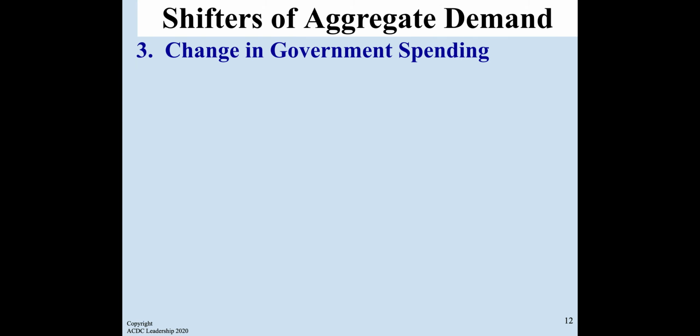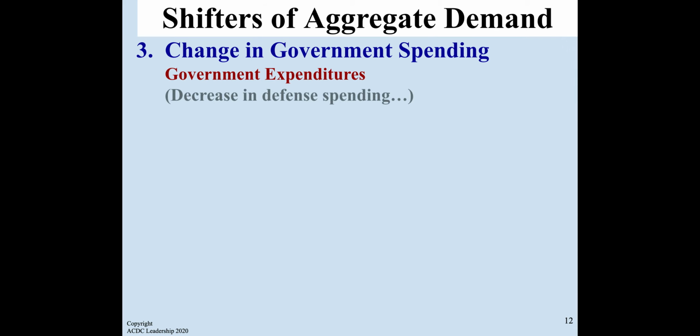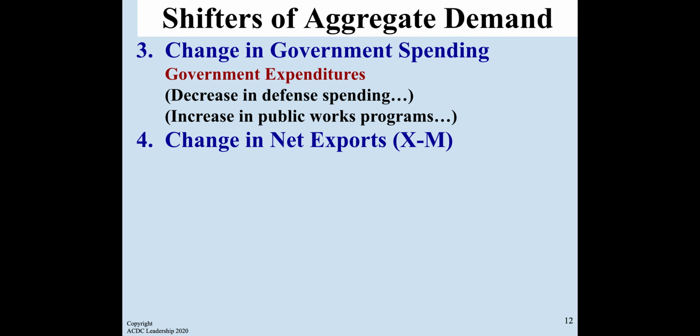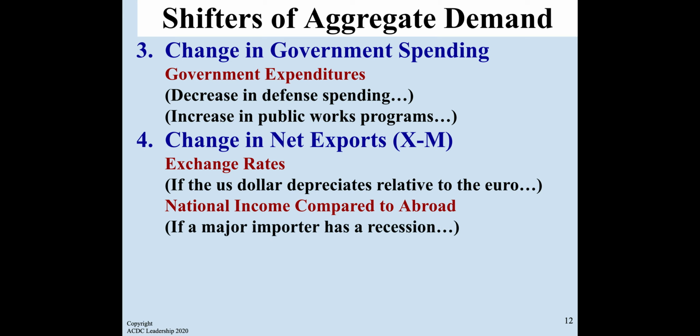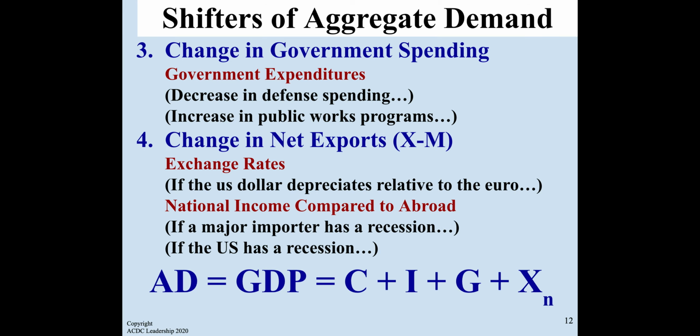The third shifter is the G, the change in government spending. There's a change in government expenditures, and 4, a change in net exports. Things like the exchange rates, the national income compared to other countries, and a reminder that aggregate demand equals the GDP, or C plus I plus G plus XN.